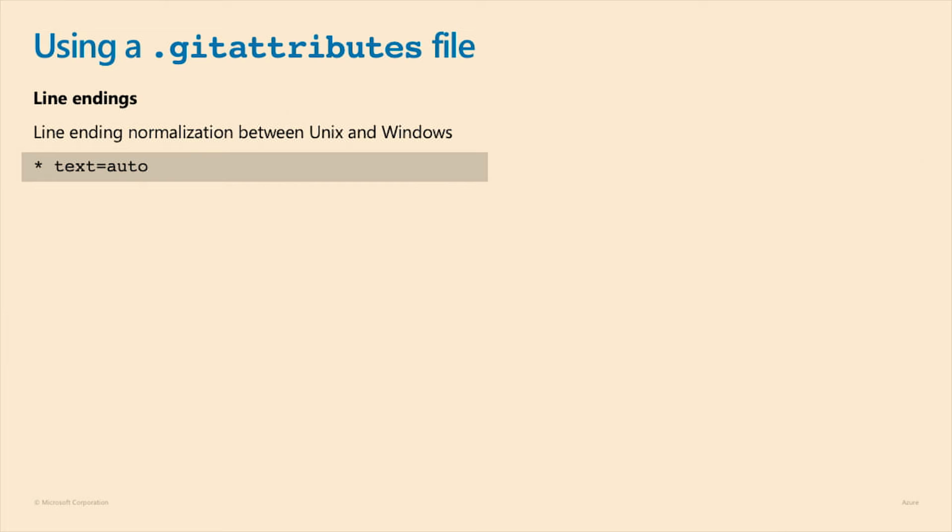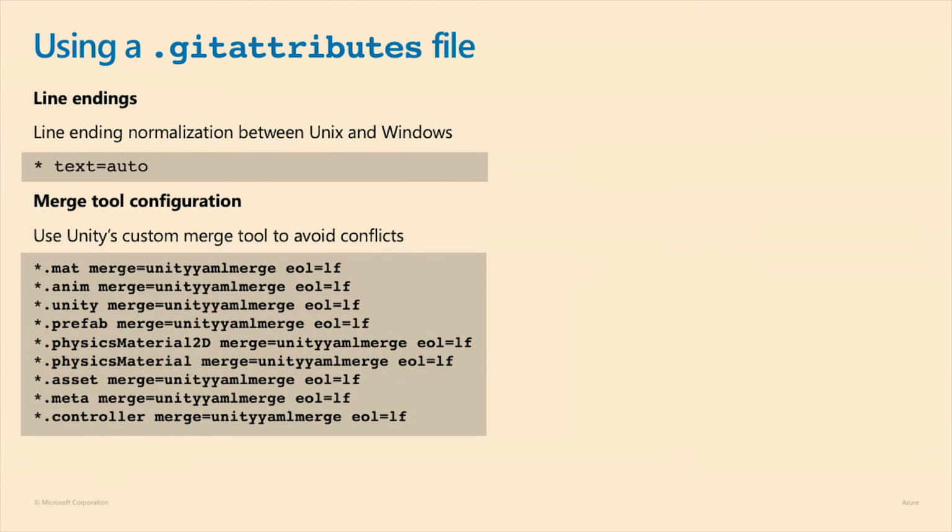The other thing that you might want to do if you're using Unity is that you might want to take this a step further. There's more than just line ending configuration in this Git attributes file. It also controls how files get merged. So Unity has a bunch of data files that are complicated to merge by themselves.